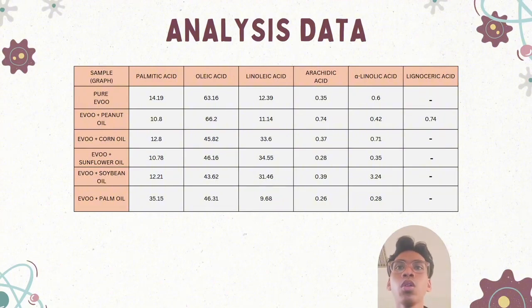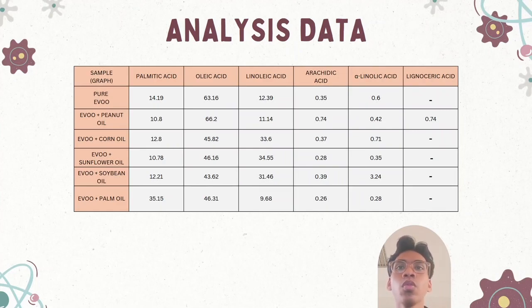For extra virgin olive oil plus corn oil, palmitic acid is 12.8, while oleic acid is 45.82, linoleic acid is 33.6, arachidic acid is 0.37, alpha-linolenic acid is 0.71, while lignoceric acid is 0.